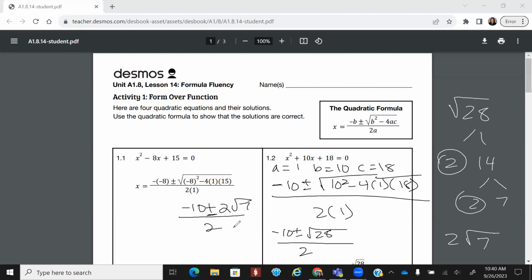Look at everything on the outside, though. Can you divide that by something? 2. What's -10 divided by 2? And 2 divided by 2 is just 1. And then on the bottom, 2 divided by 2 is just 1.